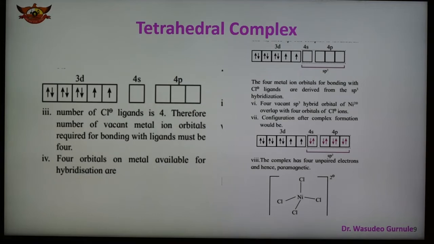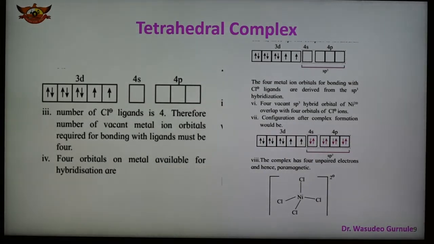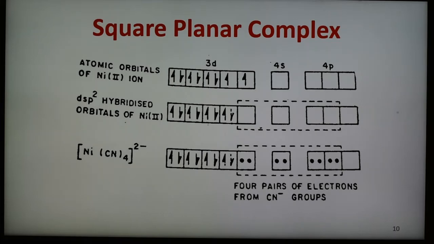So NiCl4 2 minus forms this type of tetrahedral complex, and these are the steps 1, 2 and 3. There is no excited state. Rearrangement is not required because 4 orbitals are already vacant in the metal, and after that the ligands donate electron pairs, forming this type of complex. So this is another example, that is the tetrahedral complex. In the case of coordination number 4, sp3 hybridization gives the tetrahedral complex and geometry. And now, in the case of coordination number 4, another geometry is there, which is known as the square planar complex.